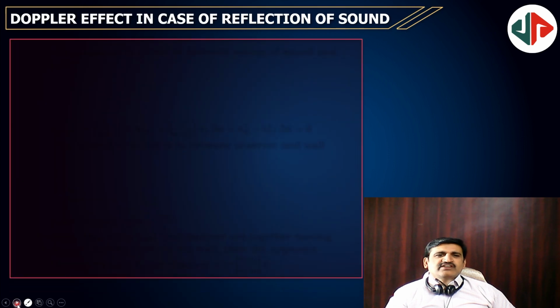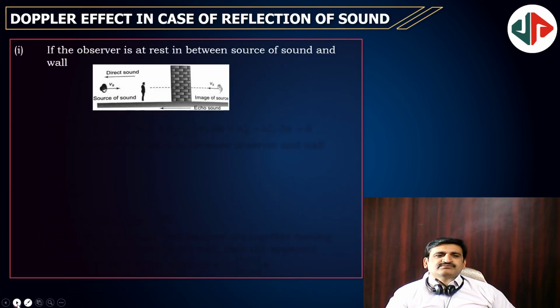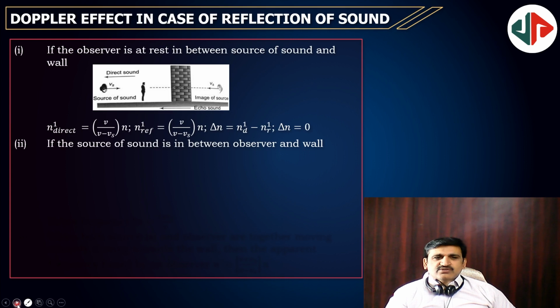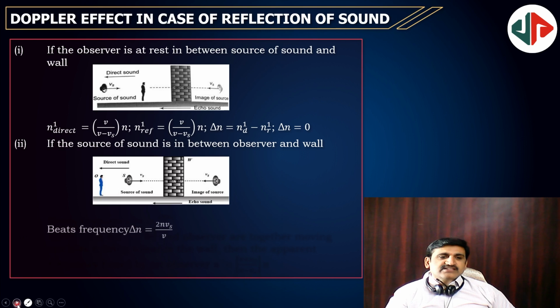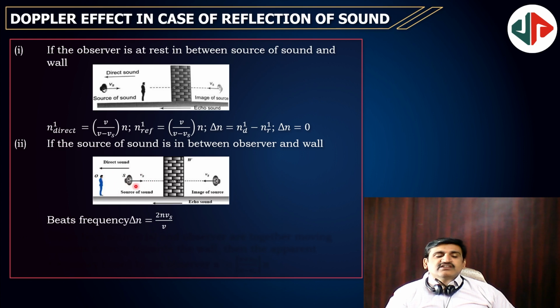Next, Doppler effect in case of reflection of sound. Suppose sound is reflected from the wall and a tuning fork is in between the wall and the observer, then he is going to receive Doppler effect. Yes, the source must be between the reflector and the observer, then only you are going to receive Doppler effect. If the source is behind the observer and the wall, then there is no Doppler effect.